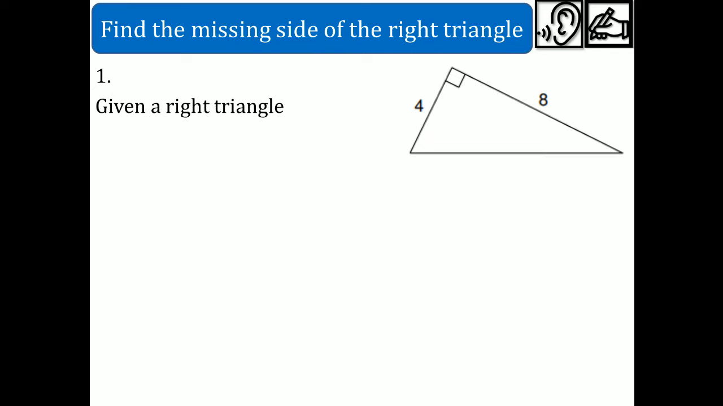Here, we are asked to find the missing side of a right triangle. So, now for number one, we are first given a right triangle. How do we know this is a right triangle? Because you see this box here in the corner. We have two values for the sides, 4 and 8. We are trying to find the missing value.